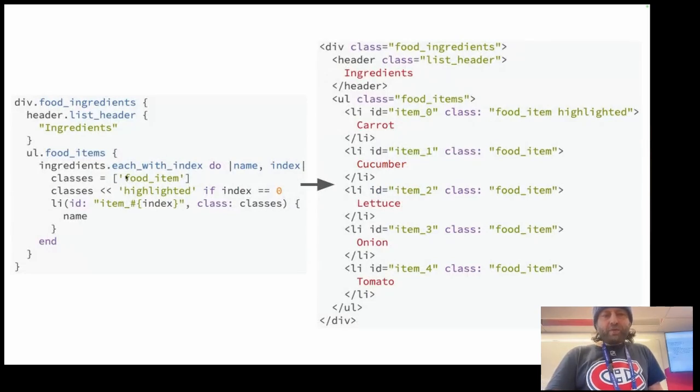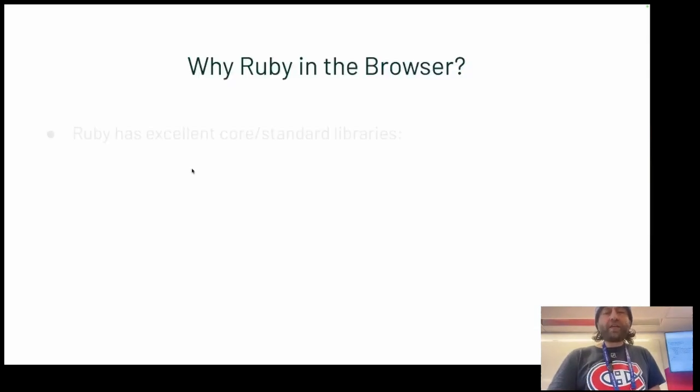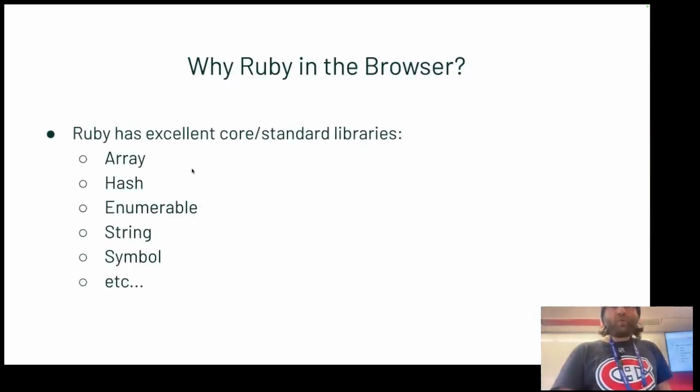This is an example of a Ruby DSL generating real HTML. So you write a lot less code. You can obviously see how much less code you write on the left side, which enables you to focus on the business features that you're developing and not worry about low-level details. Ruby has excellent core and standard libraries, like everything in it for array, hash, enumerable, string, symbol, etc. is pretty cool.